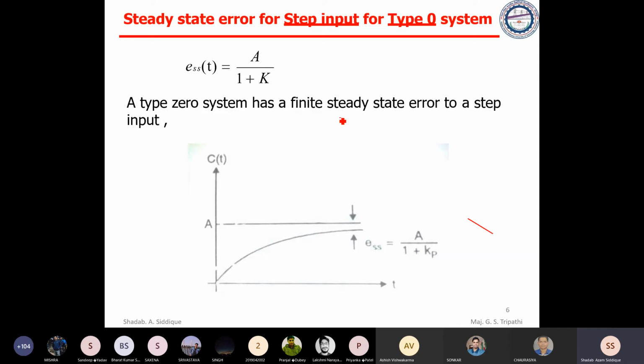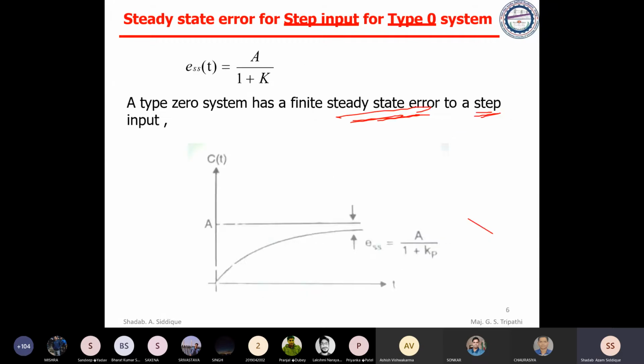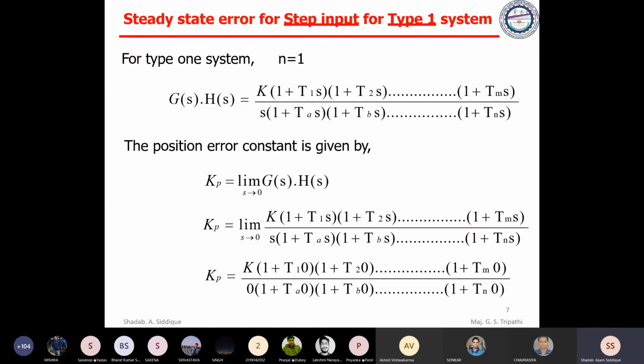So finite steady state error for step input which is applied here for a step input. Now next we talk for step input for type 1 system. We have seen step input for type 0 system in the previous case, that we got ESS is equal to A divided by 1 plus K. Then we have type 1 system.